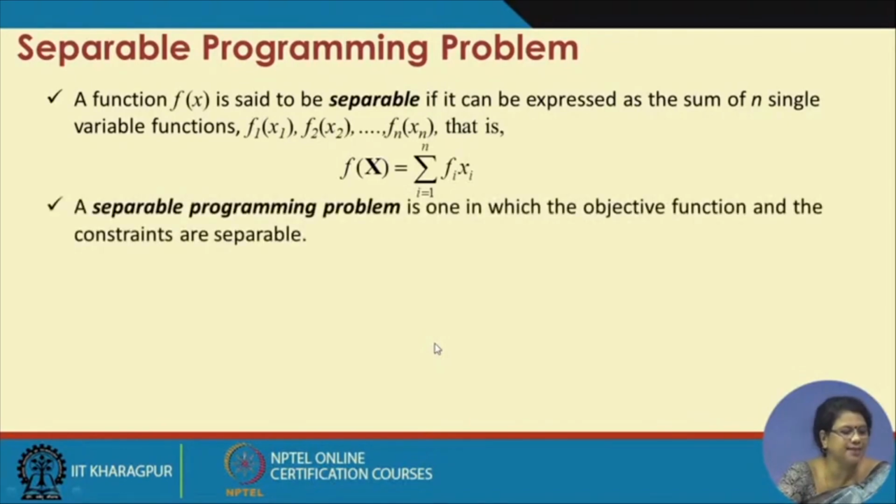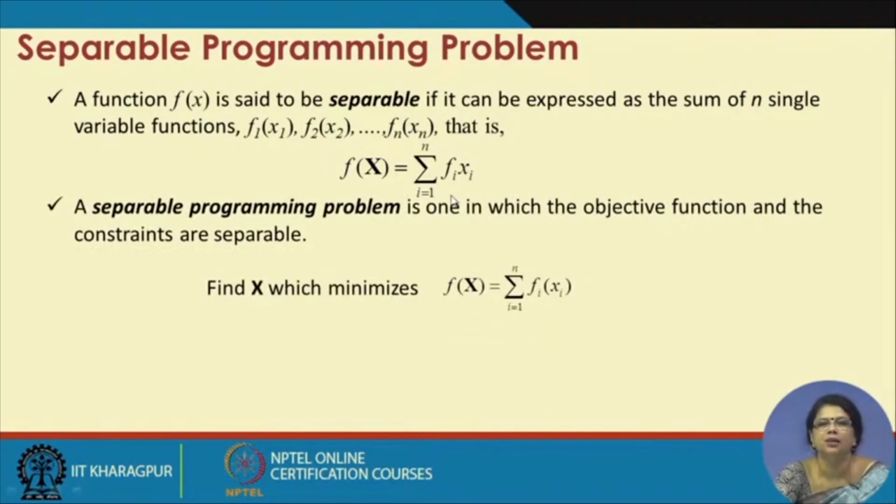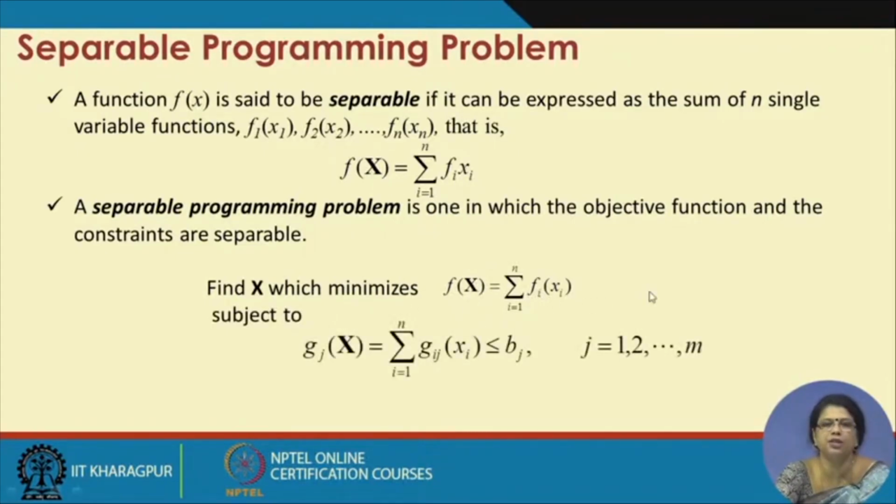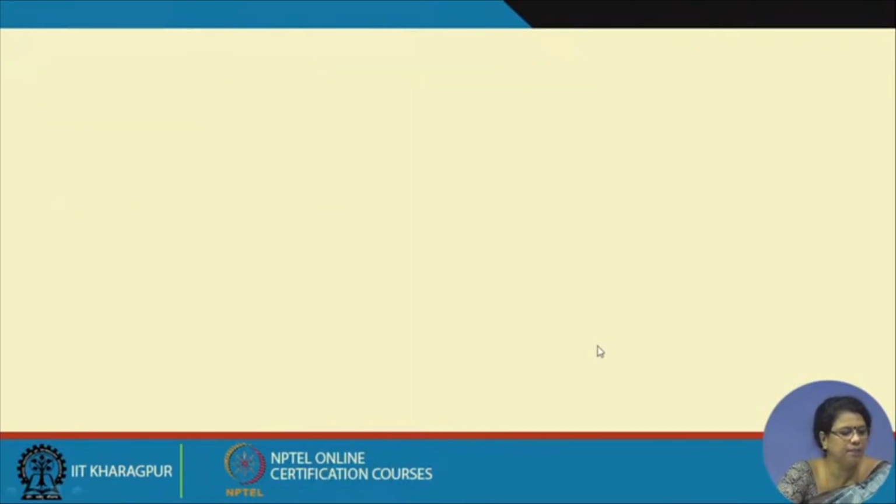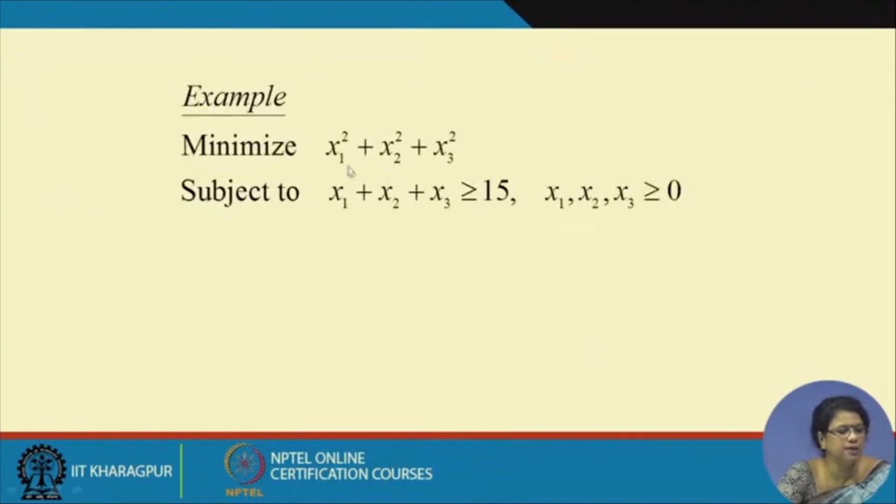Now, as I said, the separable programming problem is where the function can be separated with respect to the variables. I am giving you one example. Here the objective function is f(x) equal to the summation of f_i(x_i), and the constraint is the summation of g_i(x_i). If we consider x1 square as one function, x2 square as one function, x3 square as one function, and x1, x2, x3 as another group of functions.